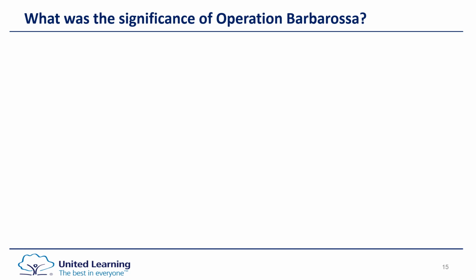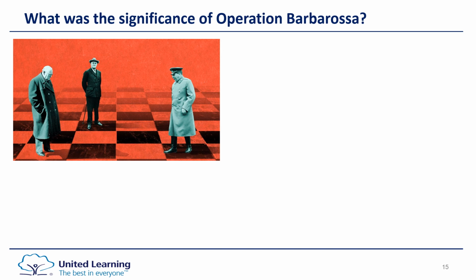Okay, so why was Operation Barbarossa important then? One reason it was important for the course of the whole war was because here in this picture you can see Stalin standing on the right hand side and Winston Churchill, who's leading Britain, and Roosevelt, who's leading America. During this time, these 3 countries were allies. They were all united fighting the Germans.